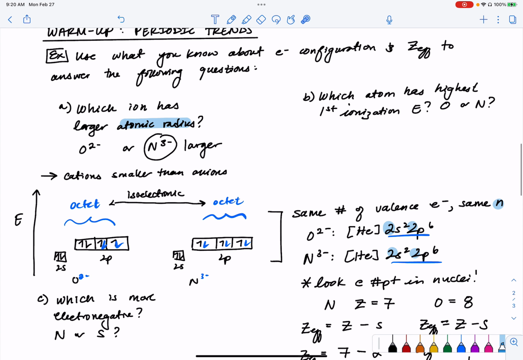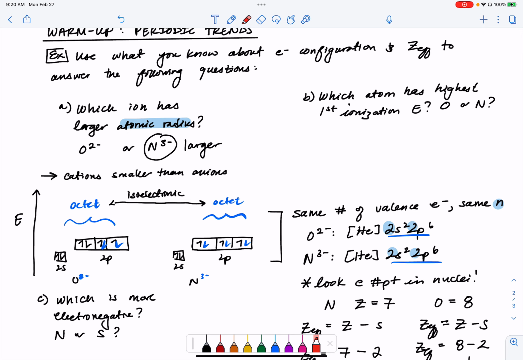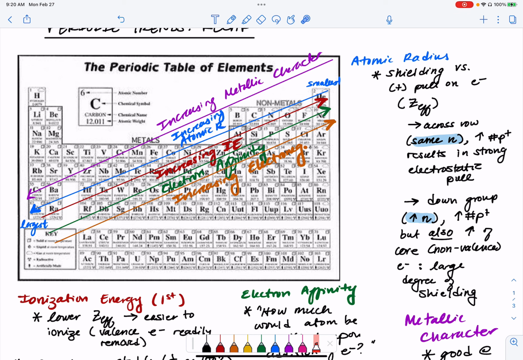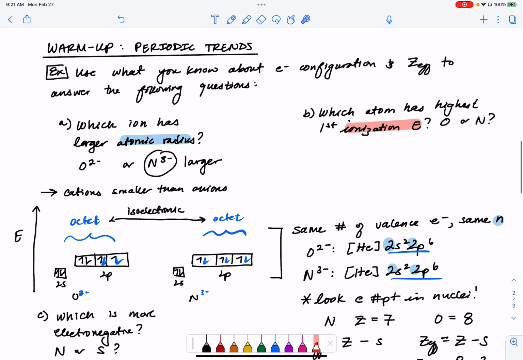Okay, B. So we're here. Which atom has the highest first ionization energy? So we're talking about ionization energy. And going back to our periodic table, ionization energy and atomic radius have the inverse trend. The tighter our electrons are pulled toward that positive nucleus, the harder it's going to be to remove them. So we need to think about which of these elements, notice I'm not talking about the ions anymore, is going to have the highest first ionization energy.